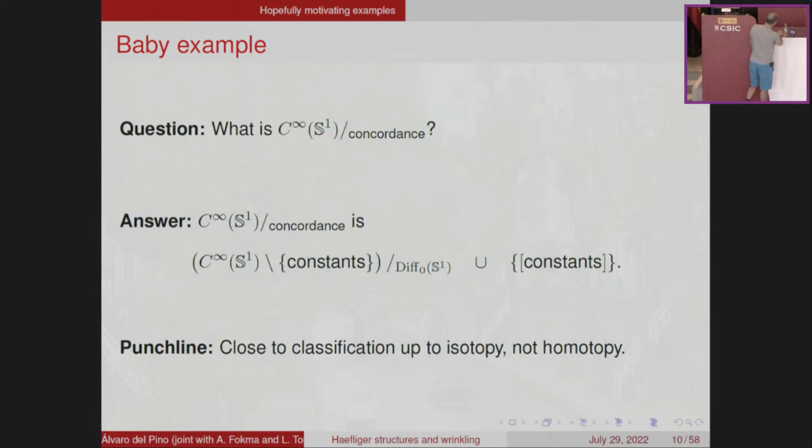Okay. Are we happy? Okay. Rui is happy. Very good.